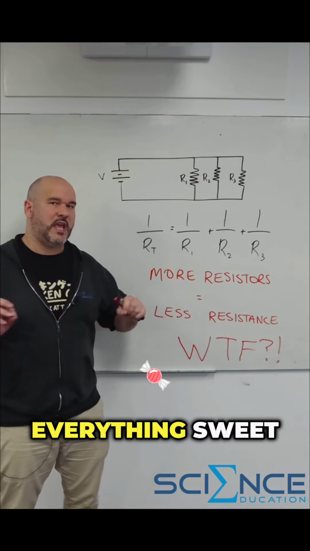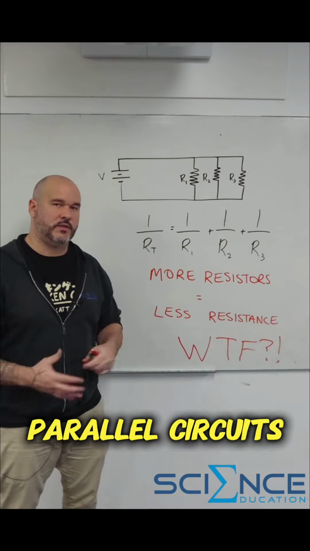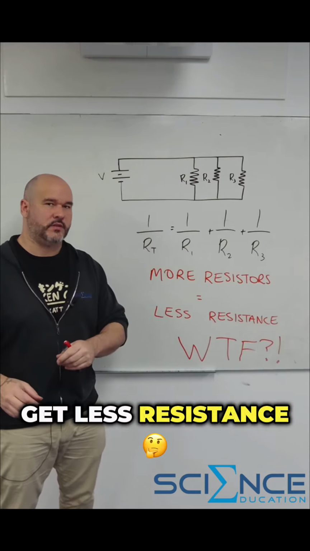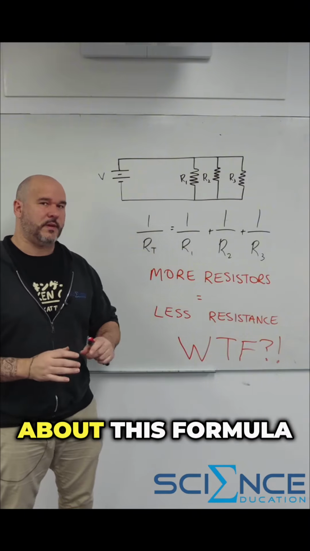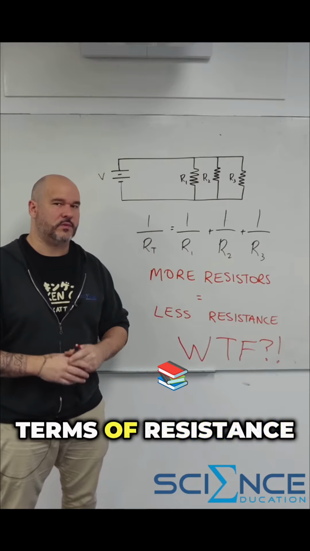Series circuits, everything's sweet. Add more resistors, get more resistance. Parallel circuits, add more resistors, get less resistance. Doesn't quite make sense, which is why I get my students to think about this formula in terms of currents through the circuit rather than in terms of resistance.